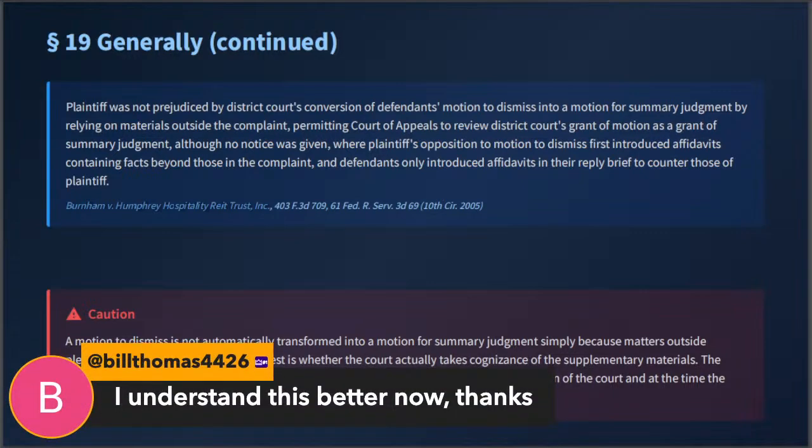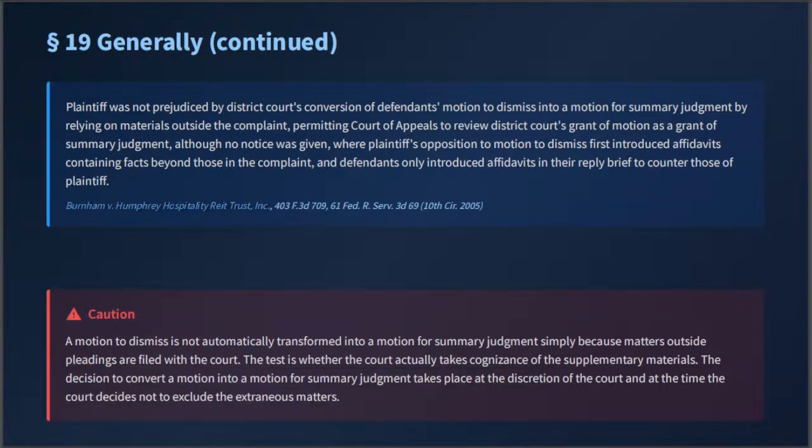Bill Plymouth 4426 says, I understand this better now. Thanks. Great. Well, we're still digging. We're still in Section 19. We're not done yet. Let's look at some of these cases here.